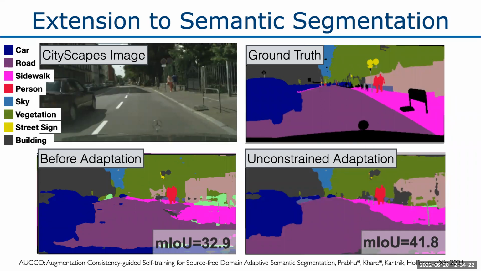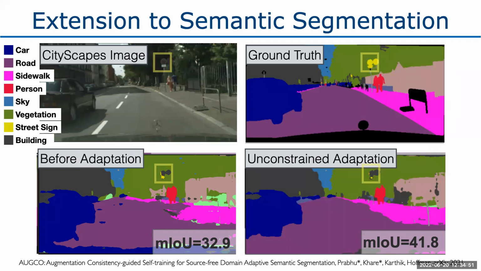So before any adaptation, taking a model that's just trained on the source data set, this is what the predictions look like. And if you go on to apply unconstrained adaptation on all of the model's predictions, so you self-train on all of them, this is what you get. And you'll notice that the model's performance, measured by mean intersection over union, does go up.